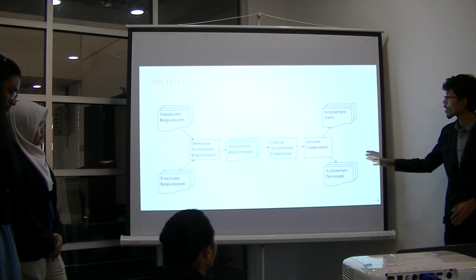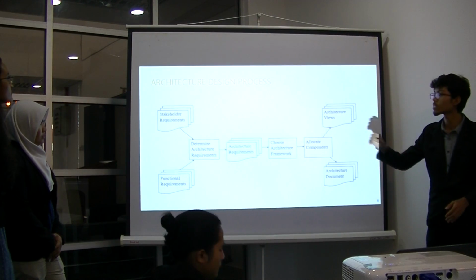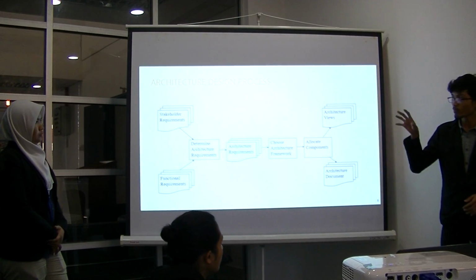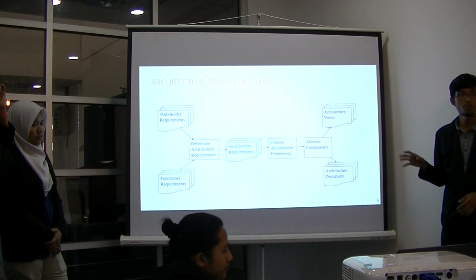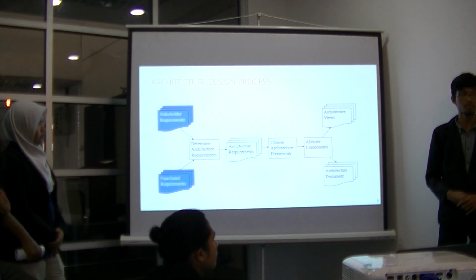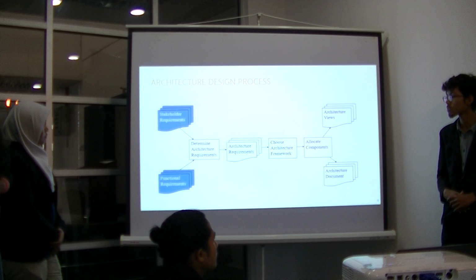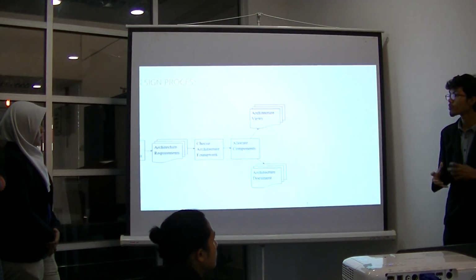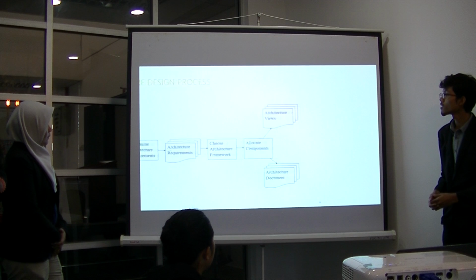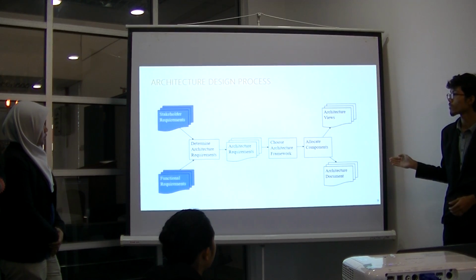First, the input and the output. As you can see here, the inputs are the stakeholder requirement and also the functional requirement. From these inputs, we want to get the architecture view and also the architecture element. Next, the stakeholder requirement. We obtain all the requirements from the stakeholder and verify them with them, and this is an example of a list of the functional requirements.